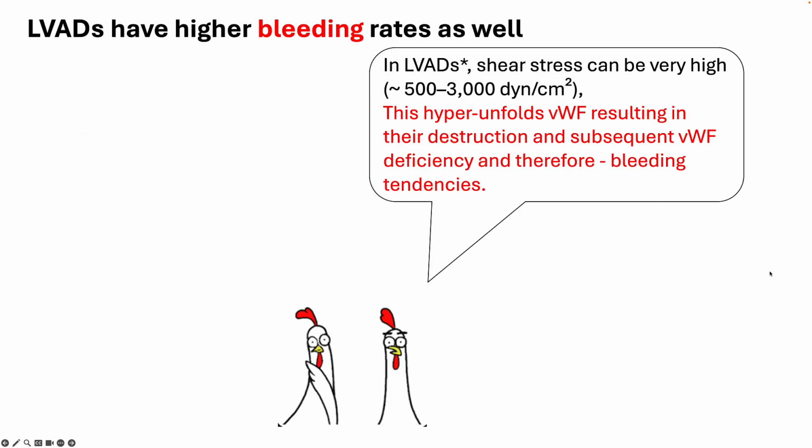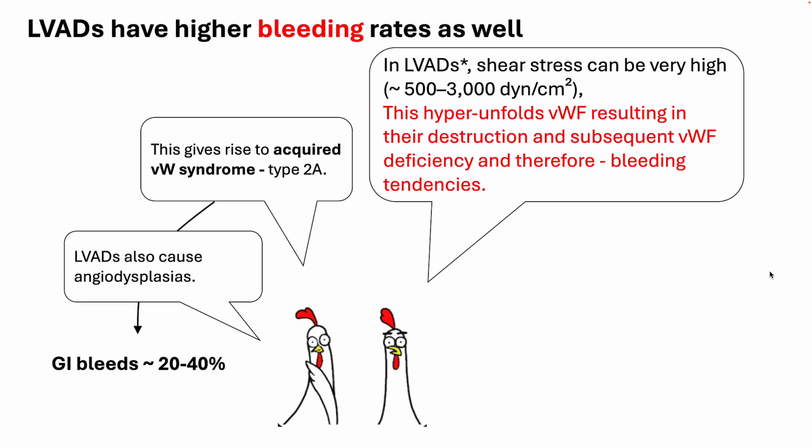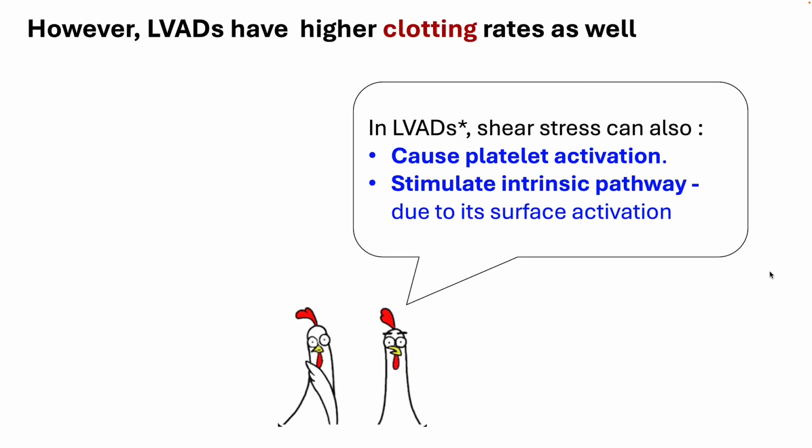In LVAD, shear stress can be very high, and this hyper unfolds von Willebrand factor, resulting in their destruction and subsequent von Willebrand factor deficiency and therefore bleeding tendencies. These patients also develop angiodysplasias. That's why their rate of GI bleed is pretty high, to the order of 20 to 40%.